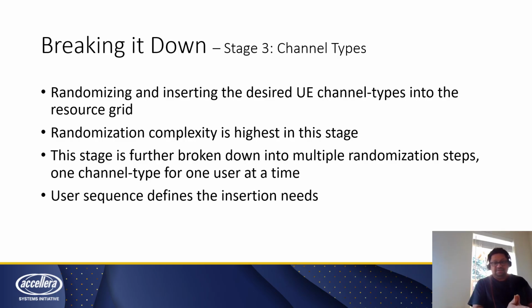Stage three is a series of randomizations depending on the sequence needs. It will insert one channel type for one UE at a time into the slot, and it inserts as many channel types as you want. And yeah, it refers to a common resource map where it looks for an empty, unallocated area and makes sure all the specification constraints are met while inserting the channel type into the slot map, into the resource grid.